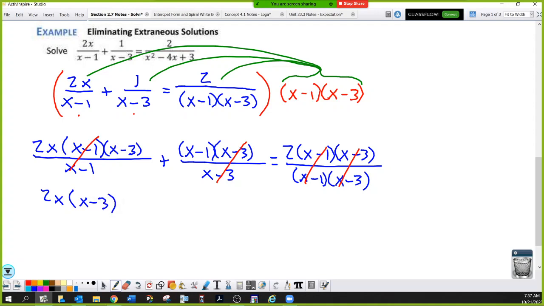So the first one is just 2x times x minus 3. The next one is just x minus 1. I'm not even going to bother with the parentheses.